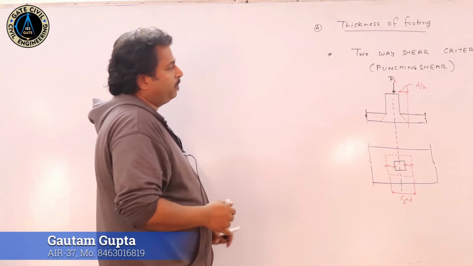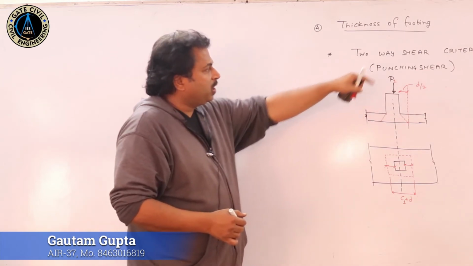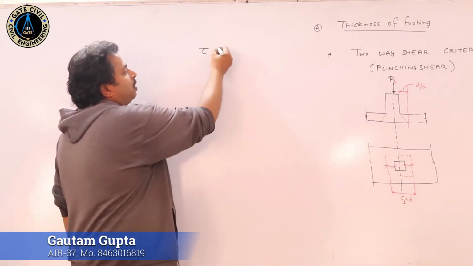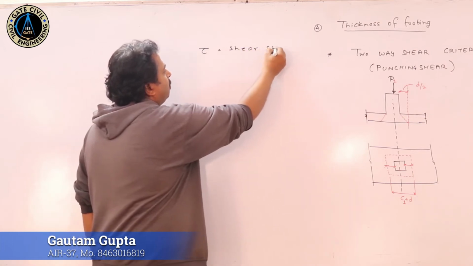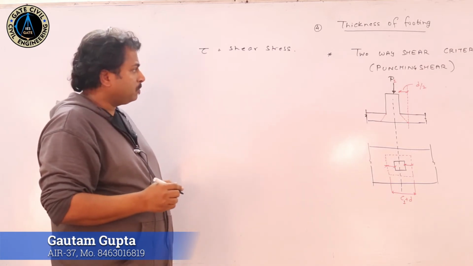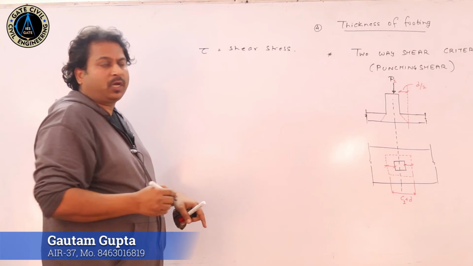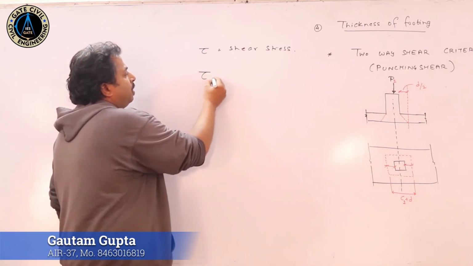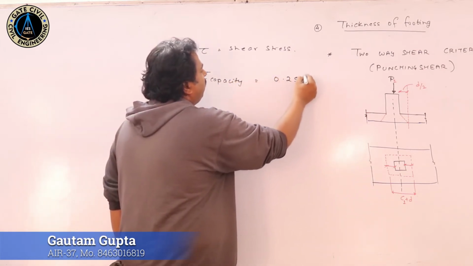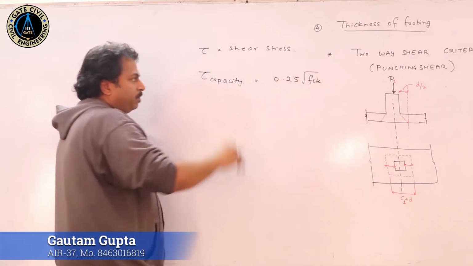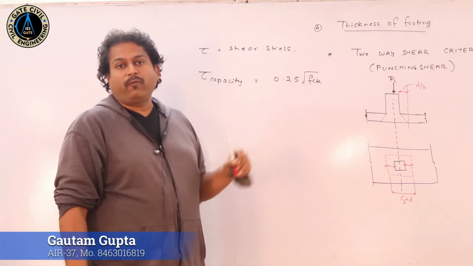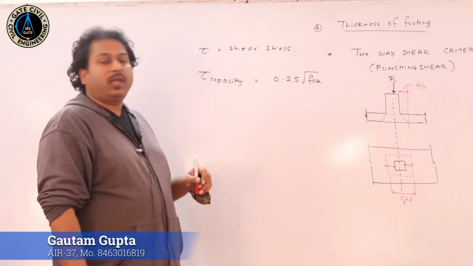So now just see here. As we talk about shear, that is represented as tau. This is your shear stress. Now, as per IS 456-2000, the punching shear or the two-way shear capacity, tau capacity, is given as 0.25 under root fck. There are other factors also, but for basic purposes, I am assuming it only as 0.25 under root fck as we are doing the work in LSM, limit state method.